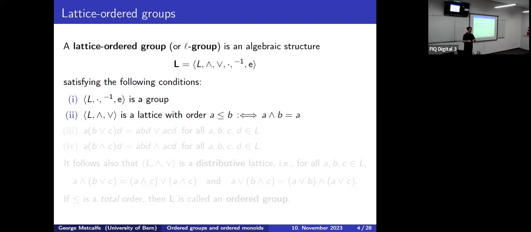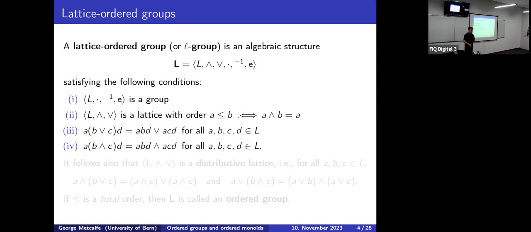Now, lattices can be defined in two ways. Order theoretically, you think of a poset such that binary infima and suprema exist. So then you have the meet and the join. But you can also define them as algebraic structures, as I've written here, where you have these binary operations and they satisfy certain conditions. We need that multiplication distributes over joins and meets on both sides. And that's the definition of an L-group.